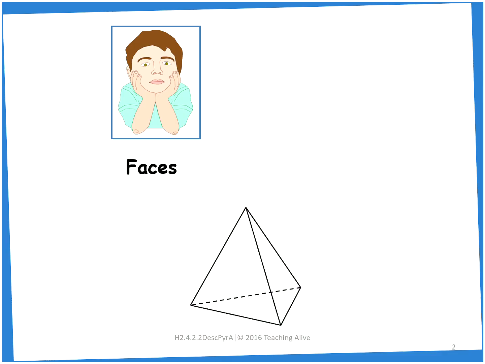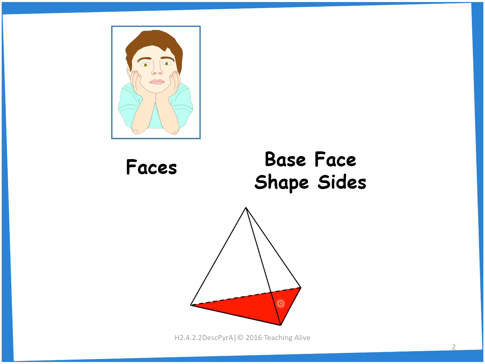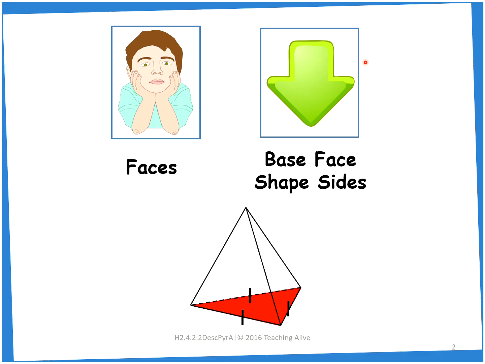Before we start, let's mention a face that will help us with our patterns. We will talk about the base face shape sides. That's the base face shape sides, which is how many sides this bottom red face has in a pyramid. So for this triangular pyramid, the base is a triangle which has 1, 2, 3 sides. To remember this, we can use this picture and point down for base face shape sides.